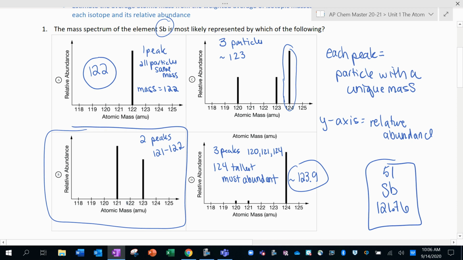It looks like there are maybe 2 common isotopes. 121 is the most common isotope, the most common version of this element. And so the average mass is going to be closest to 121. So that's how we would interpret these graphs here.